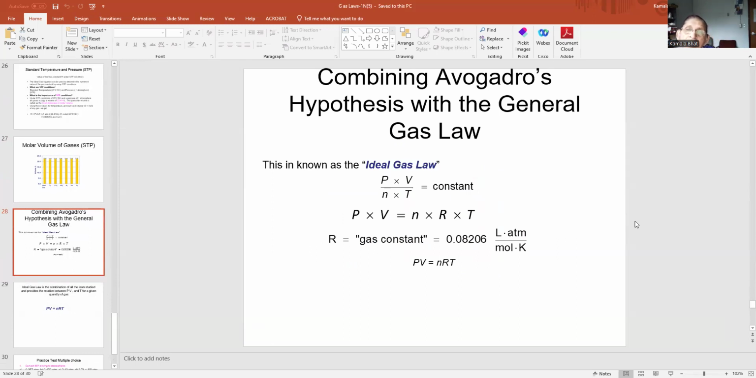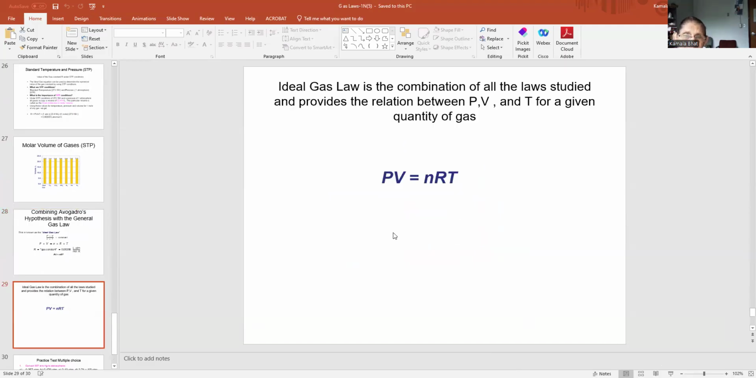Now, combining Avogadro's law with the general gas equation or the combined gas equation, we get the same expression, PV is equal to nRT. And this is the ideal gas equation.